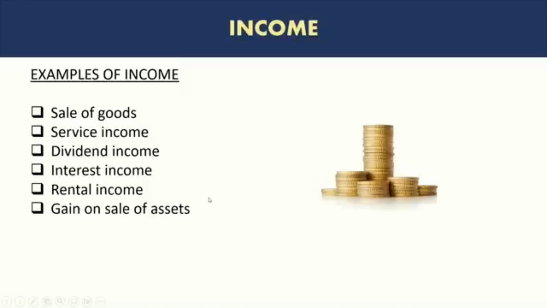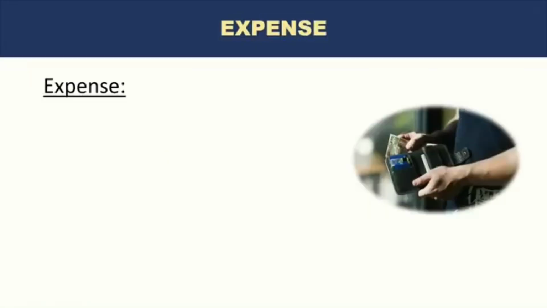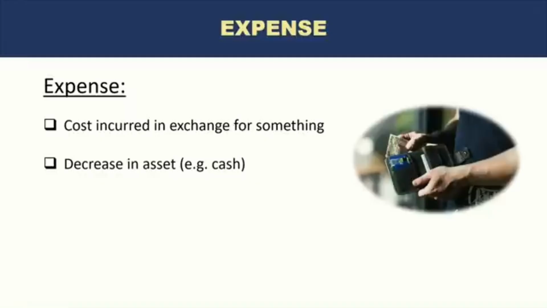So any assets that the company owns when they sell them, and if there is a profit on that sale, that's also considered income. Expenses. So expenses are costs incurred in exchange for something. Remember from the definition, it is a decrease in asset, for example, cash. So when you pay for something, that's an expense. The asset cash is reduced.